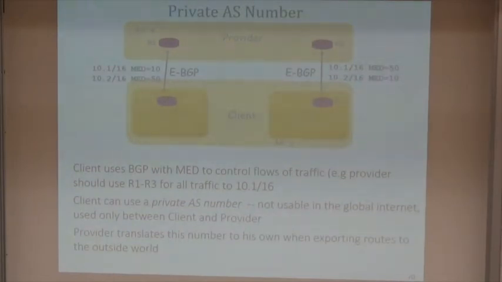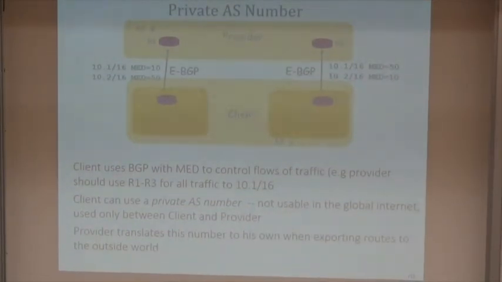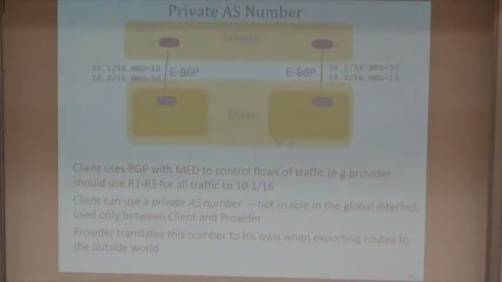Another thing that we have discussed already is private AS numbers. So we have seen that every AS has a number, but like IP addresses, there are also private AS numbers. Where is it used? Here are two examples.